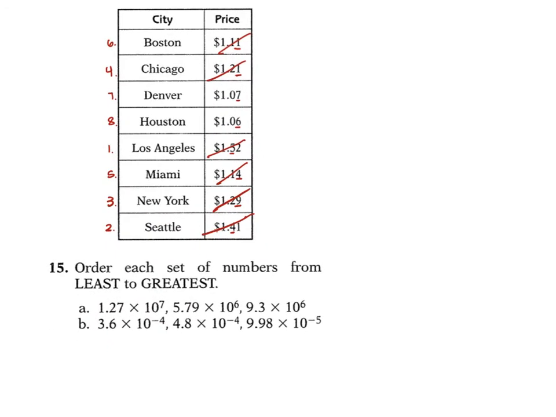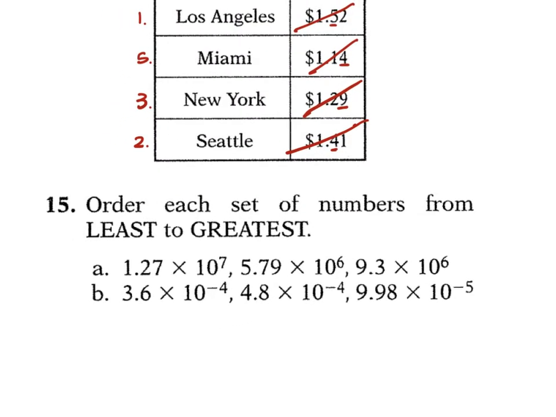For 15, we are ordering each set of numbers from least to greatest. So what I'm going to do with this for A, I have 1.27 times 10 to the 7th power. So this is going to be 1, 1, 2, 3, 4, 5, 6, 7. Every 3, so 12,700,000. Then we have 5.79 times 10 to the 6th power. So 5, 7 is 1, 9 is 2, 3, 4, 5, 6. Every 3. So it's 5,790,000.